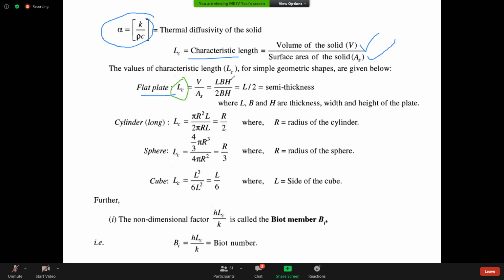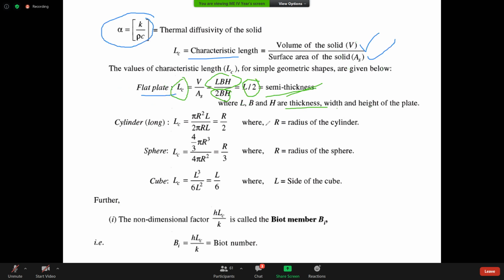For the plate, the volume is LBH, surface area is 2BH. Totally the characteristic length becomes L by 2. It is called a semi-thickness. Where L, B and H are the thickness, width, and height. That means he has given L as the thickness. That is the reason it becomes the thickness. Suppose if he has given B as the thickness, then that becomes the semi-thickness, B by 2. So for the plate, we know the geometries. According to V by AS, we calculated this.